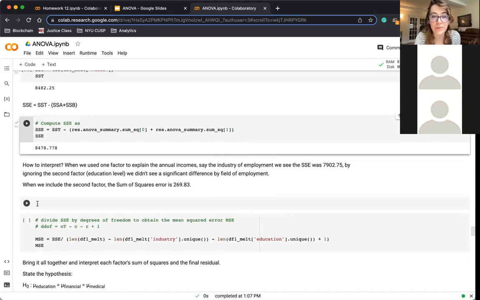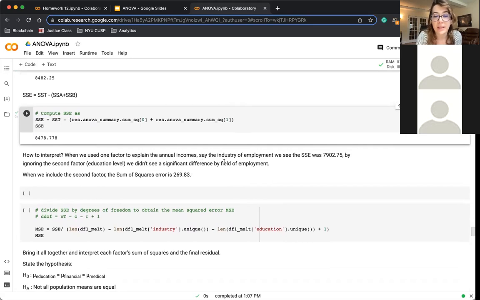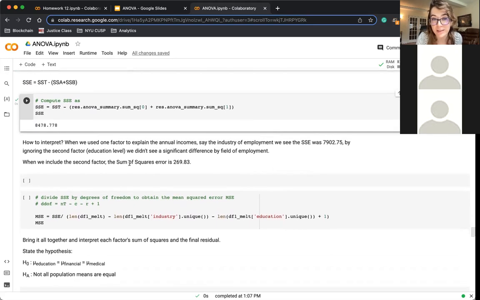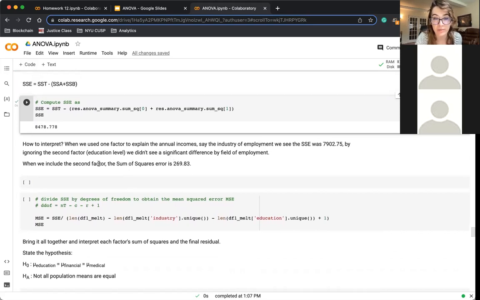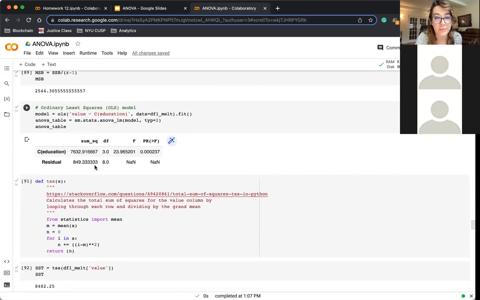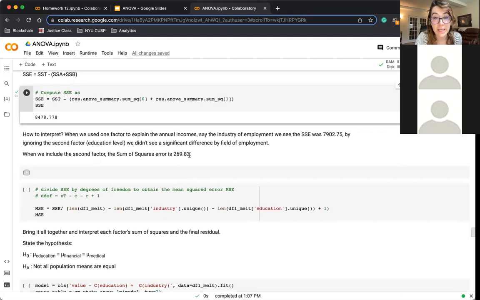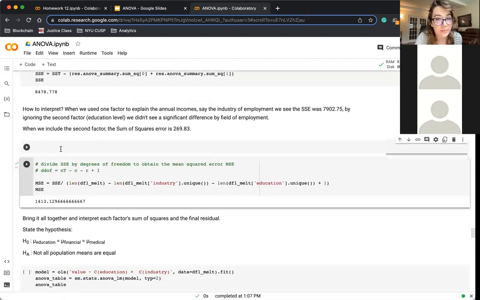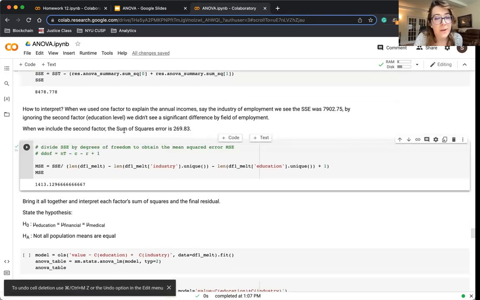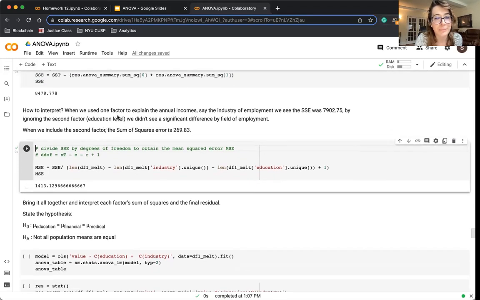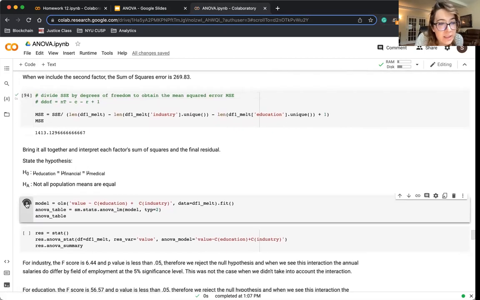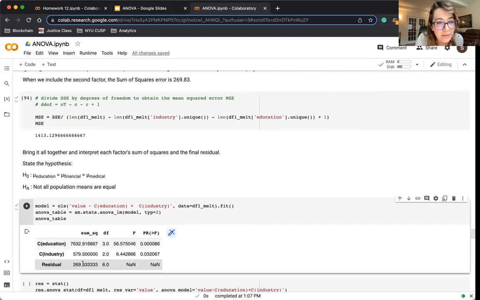And how to interpret this: when we used one factor to explain the average incomes, say the industry of employment, we see the sum of squared error was 7,902. By ignoring the second factor, which was education level, we didn't see a significant difference by field of employment. But when we do include the second factor, our sum of squared error is 269. I think some of this is a little disjointed, and when we go back to the slides, we'll have some more of that context. Where we want to bring this all together. Okay, here's where that value is.